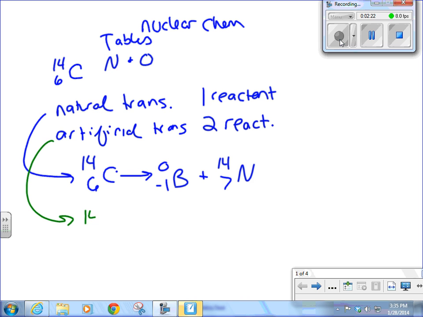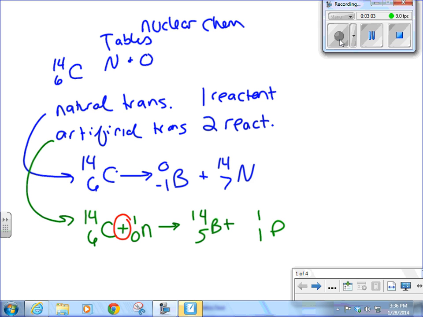Let's look at some artificial transmutation. It would look more like this. I'm just making this up. I don't know if this actually happens. I'm going to hit carbon with a neutron, and let's say that it absorbs the neutron and spits out a proton. This would be 14, and this would be 5, so it's boron. Okay, you don't have to come up with that. You just have to know that this is artificial transmutation because there's a plus sign on the left.